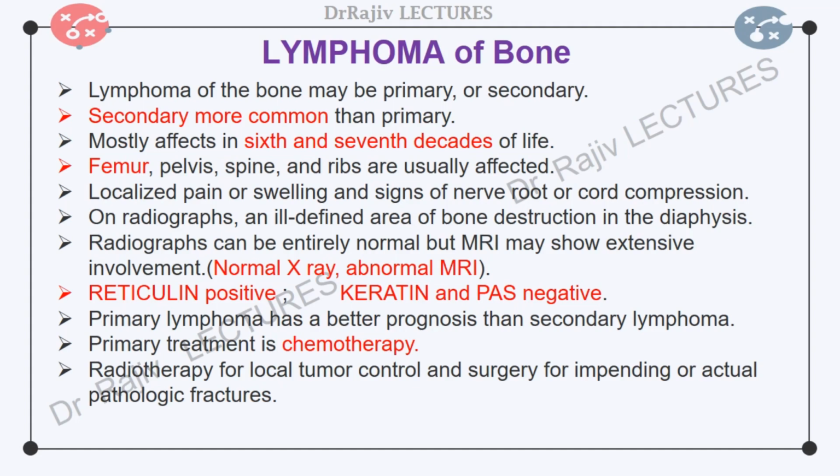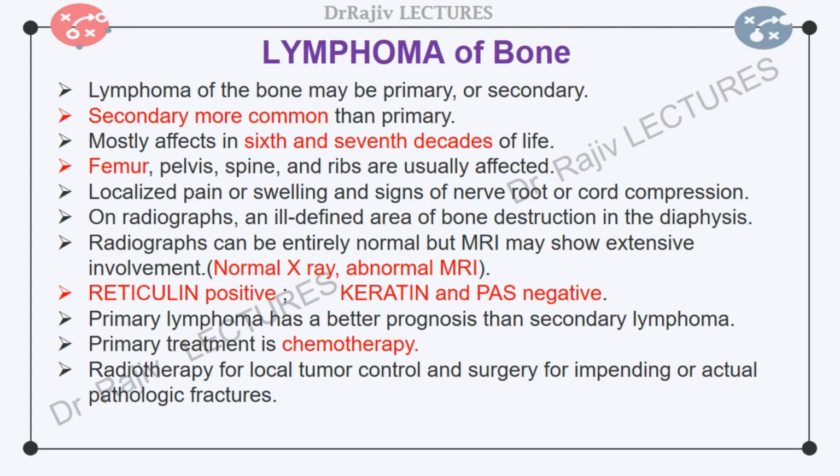Therefore, lymphoma should be included in the differential diagnosis of a patient who has bone pain and an abnormal bone scan or MRI but normal radiographs. Whole body PET or CT scan is also useful for staging as well as for evaluation of response to treatment. Tumors are positive for lymphoid markers, reticulin positive, creatine negative and PAS negative on immunohistochemistry.